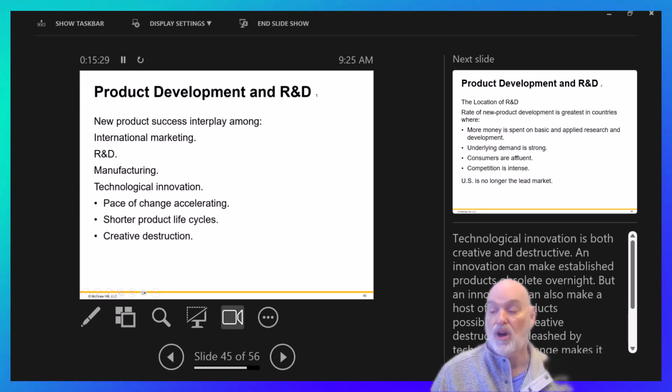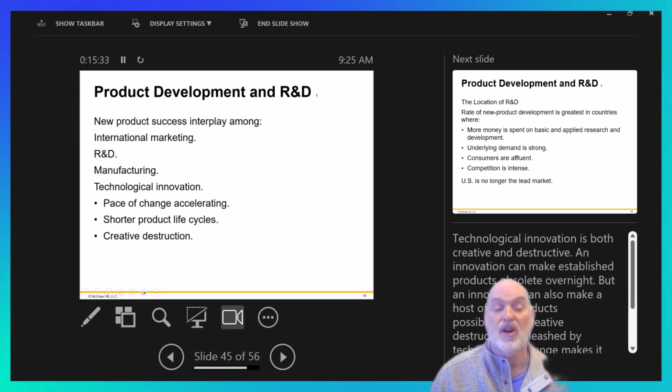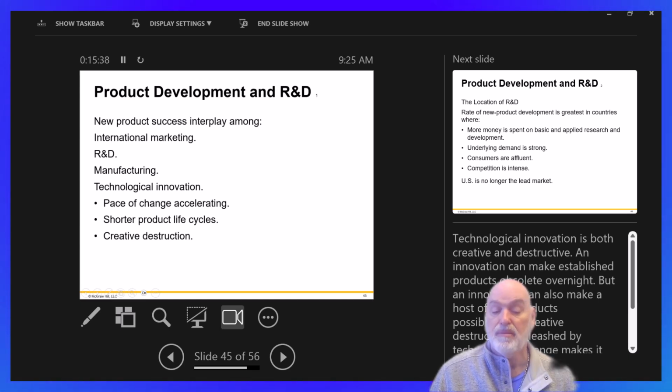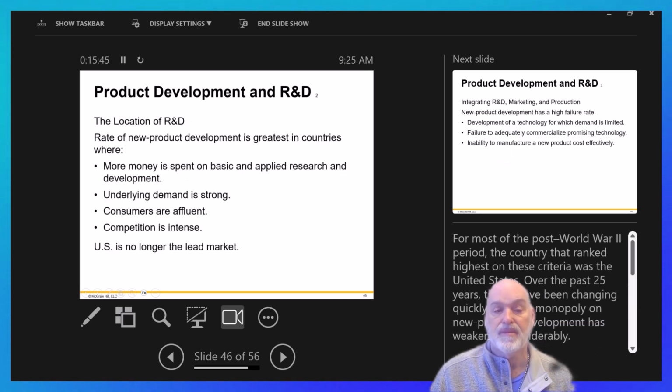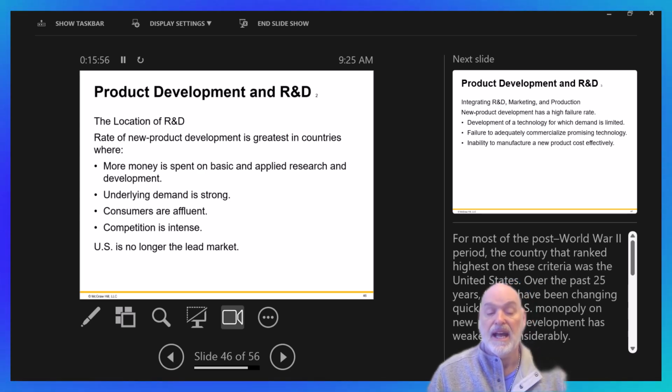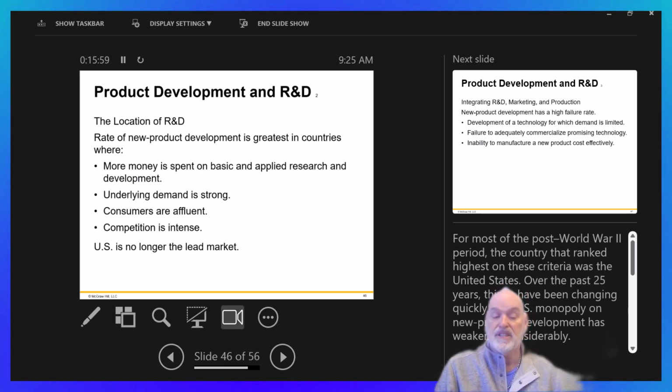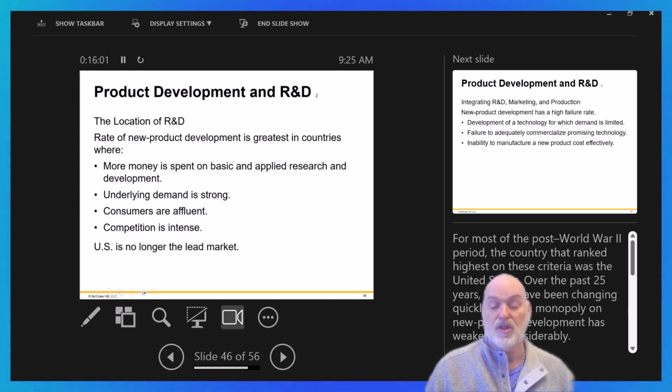Product development and R&D. New product success depends on the interplay among international marketing, R&D, and manufacturing. You've got technological innovation, pace of change accelerating, shorter product life cycles, and creative destruction. The location of R&D: the rate of new product development is greatest in countries where more money is spent on basic and applied research and development, underlying demand is strong, consumers are affluent, and competition is intense. The US is no longer the lead market.